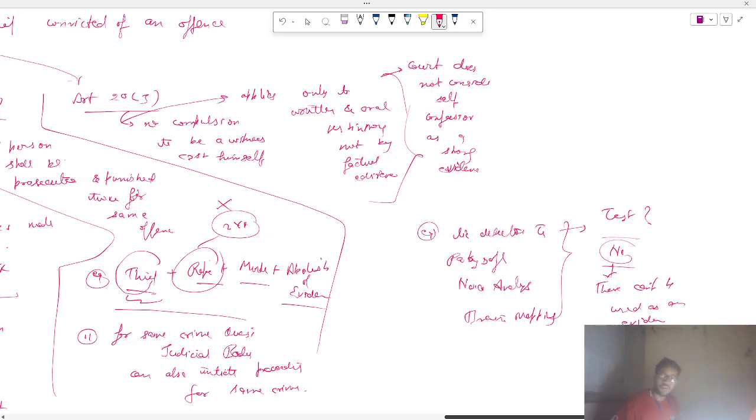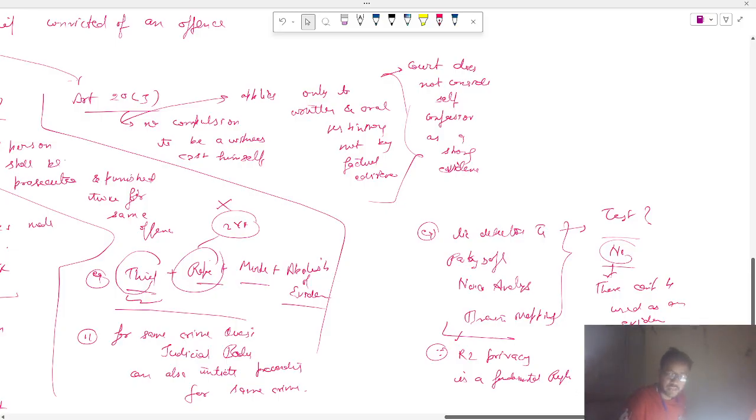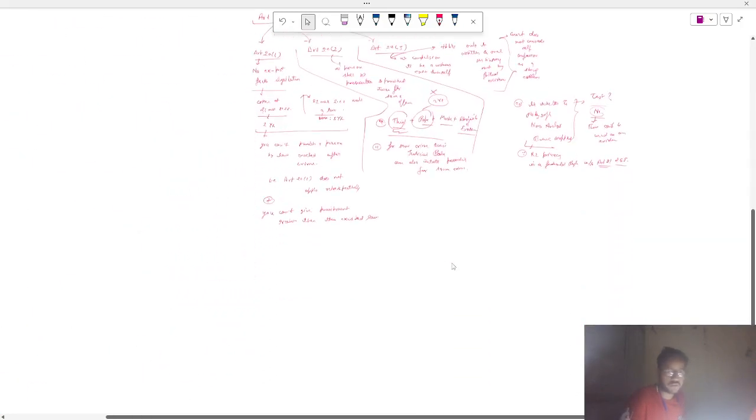Now, why can it not be used? Because the right to privacy is a fundamental right under Article 21 of the Constitution of India. So that's basically what Article 20 says. Now let's discuss Article 22 before discussing Article 21. So first we will discuss Article 22 of the Constitution of India.